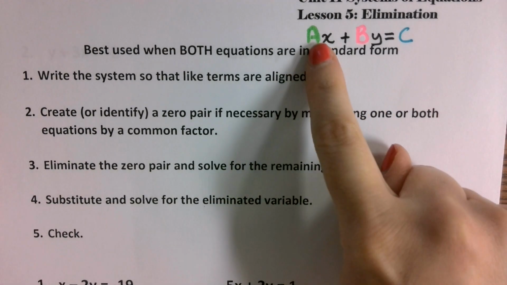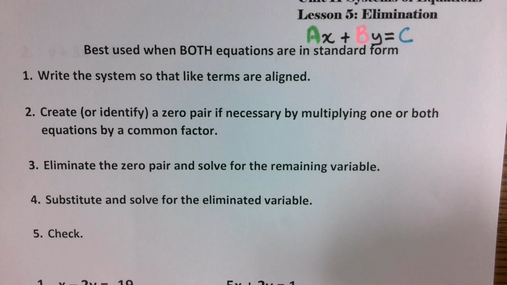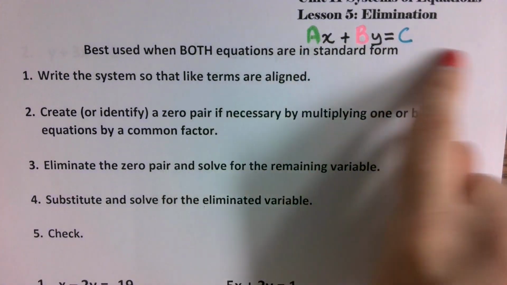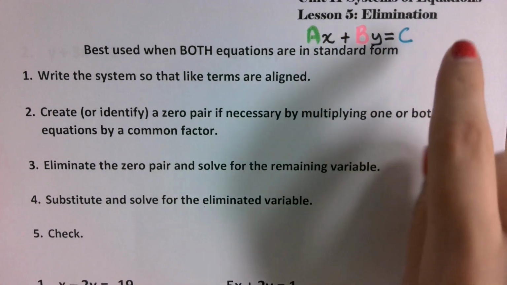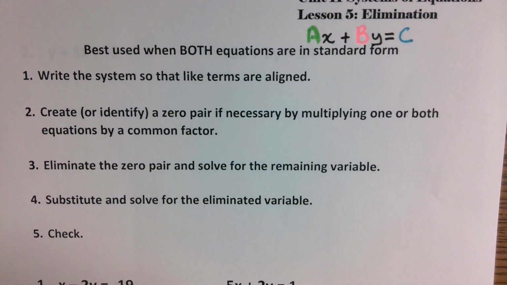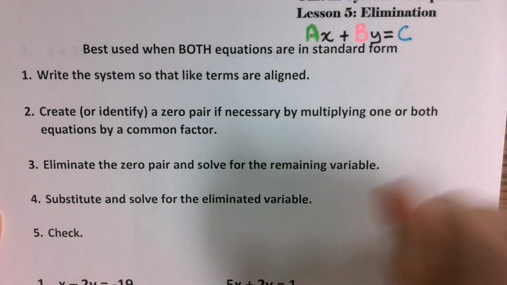So if you have a 3x and a negative 4y, then your common multiple, or your least common multiple, would be 12. So you would multiply your first value by a set of 4s, and you would multiply your second value by a set of 3s, so that you can create a zero pair of 12 and negative 12. Okay, and we're going to do a lot of examples of those.